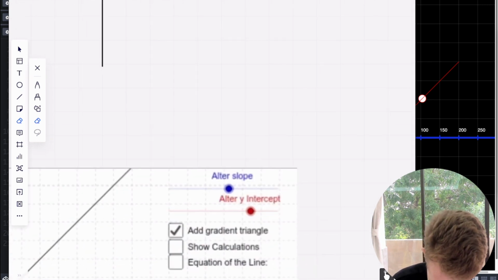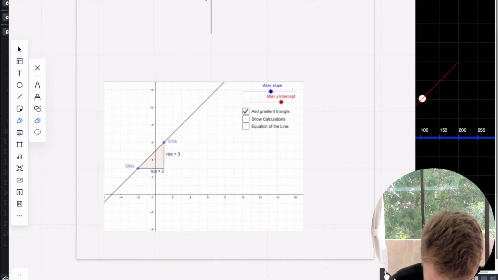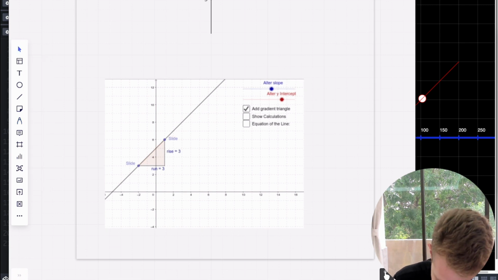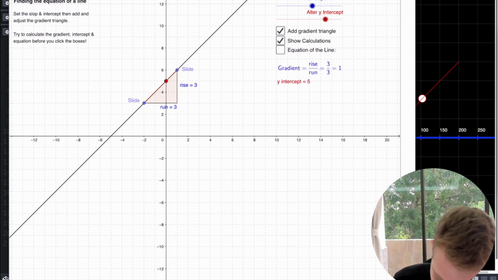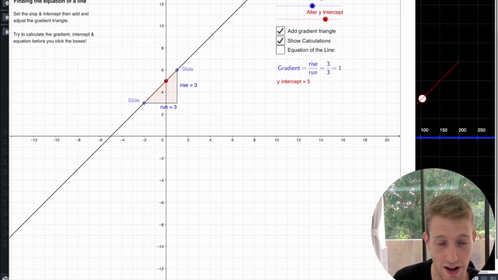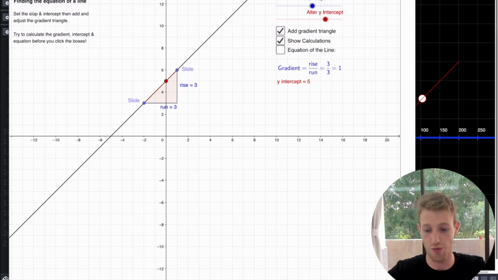Now we have a cool widget over here that I want to show you that illustrates this, and you can play around with this as well. Let me go ahead and open this up, which helps us visualize this. I'm going to check this box over here that says show calculations. Another way of describing this is something called rise over run. So how much do you rise by versus how much do you run by?